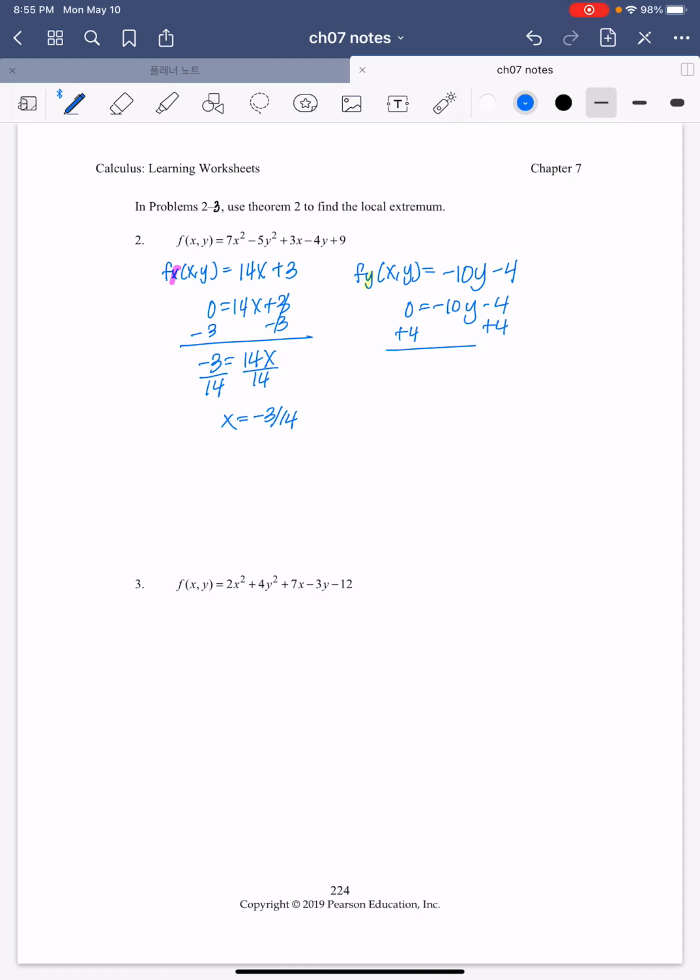Similarly, add 4. I have 4 equals negative 10y divided by negative 10. Y is equal to reduced negative 2 over 5. So based on the above partial derivative, we do have a critical value point at negative 3 over 14, comma, negative 2 over 5 is a critical value.